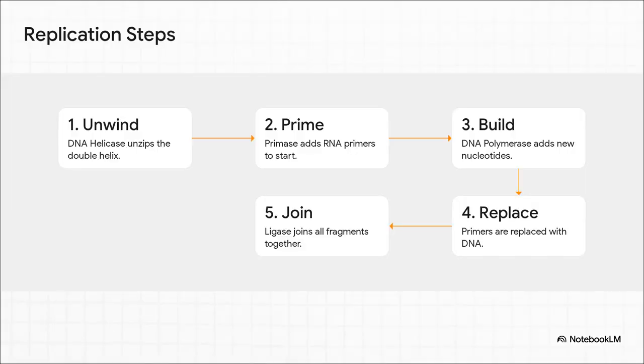So here's our molecular assembly line. First up, an enzyme called DNA helicase comes in and acts like a zipper, unwinding the double helix. Then, primase lays down a little RNA primer, basically saying, okay, start building right here. And then comes the star of the show, DNA polymerase. This is the master builder. It reads the template and adds the correct new letters one by one at incredible speed.